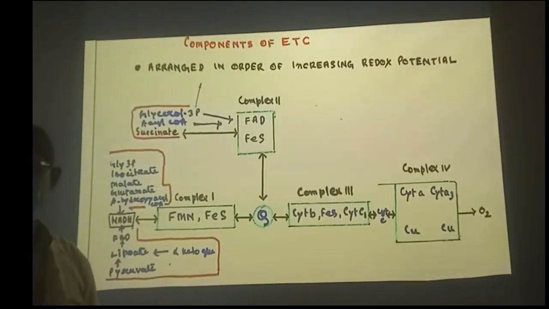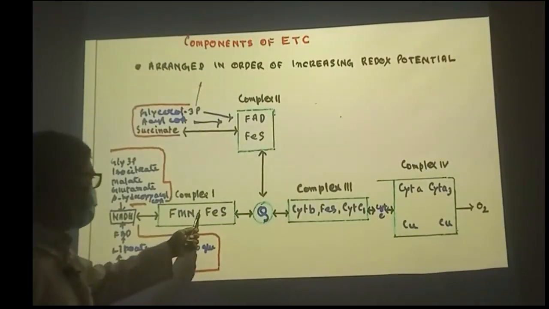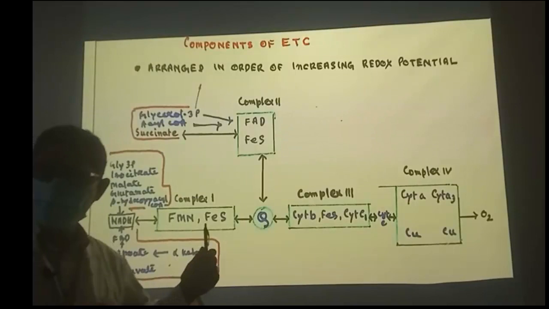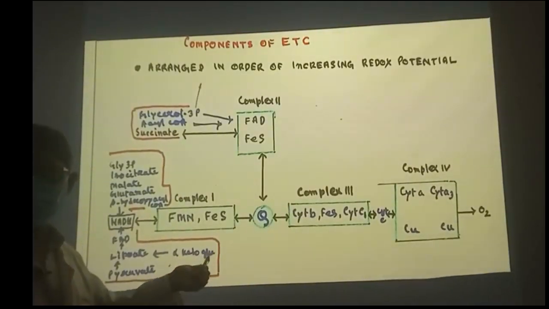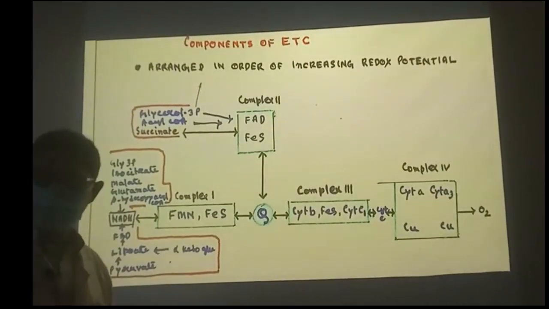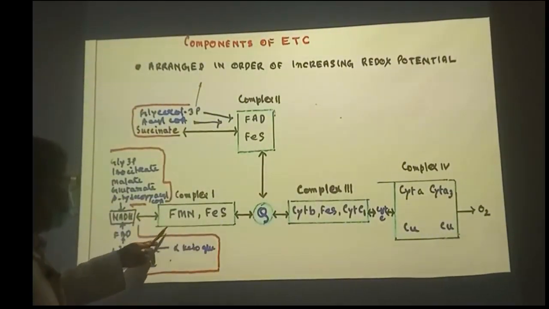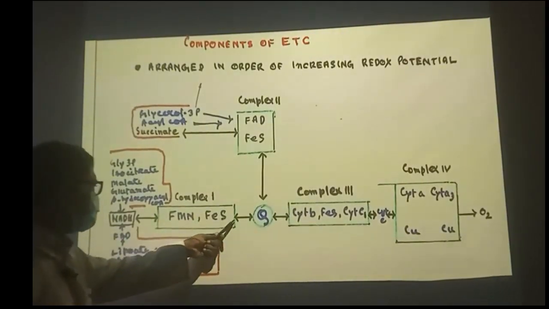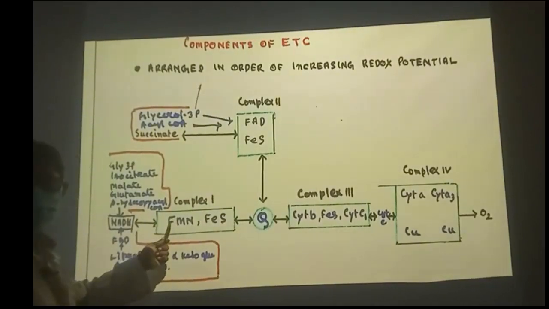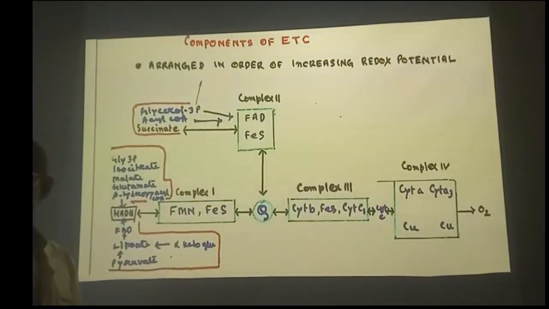Now complex 1 consists of FMN, flavin mononucleotide, and FeS, the iron sulfur protein. I am not going to detail this particular structure. It is given in the books, and if you are interested, you can go through it. Complex 1 can take up electrons and pass them to the next carrier.